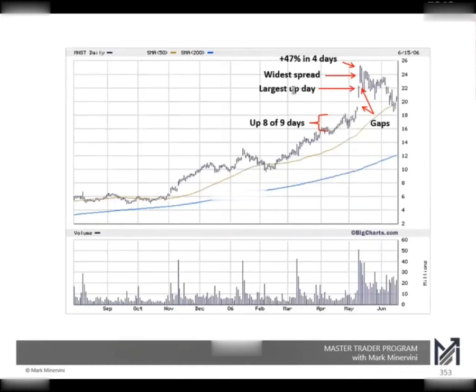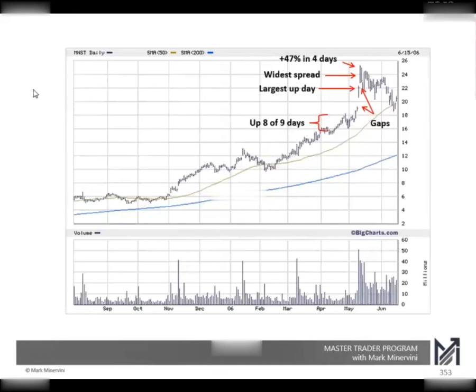Largest up day. Next day has the largest spread. You're up 47% in 4 days. And you've got a couple of gaps. See, it all sort of comes together right around the time that the stock tops. It's really uncanny how it will do that. These stocks will do this over and over and over, and you start to get good at seeing these various warnings, and you'll be amazed at how close to a top you can sell these stocks.